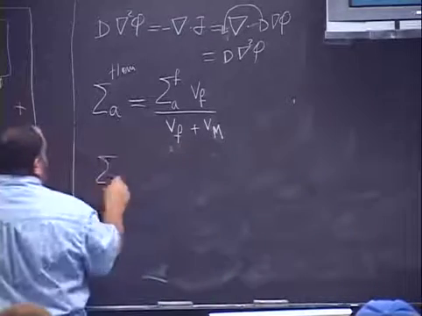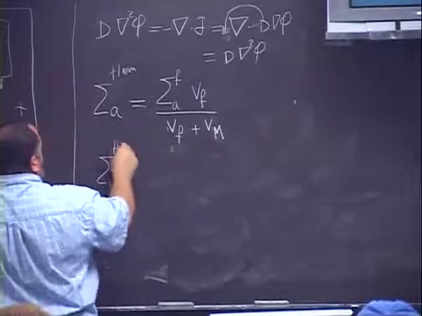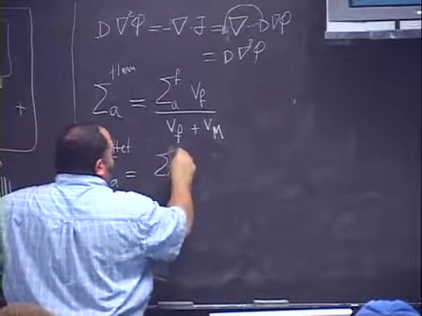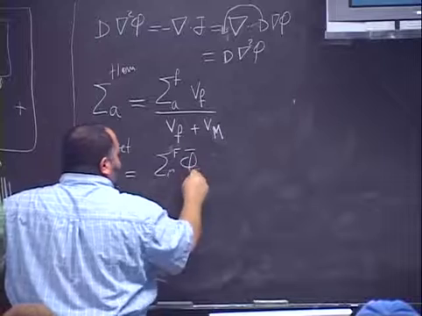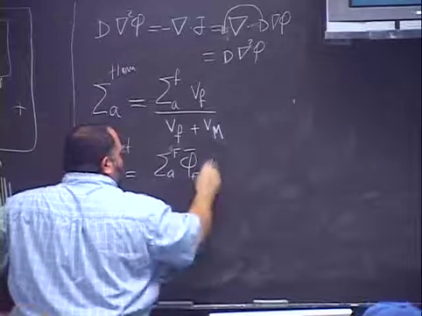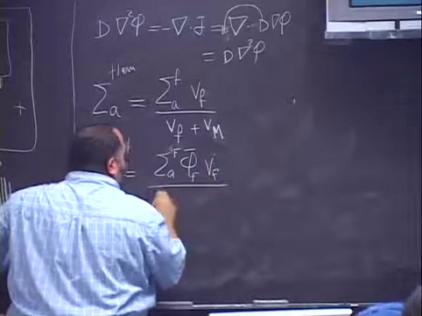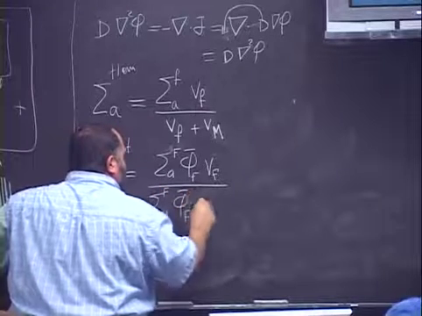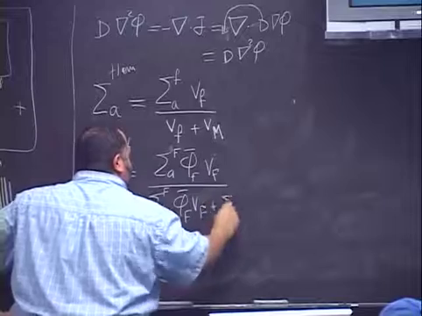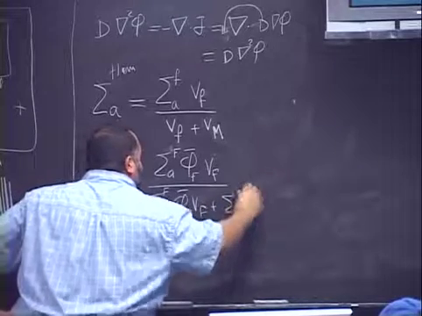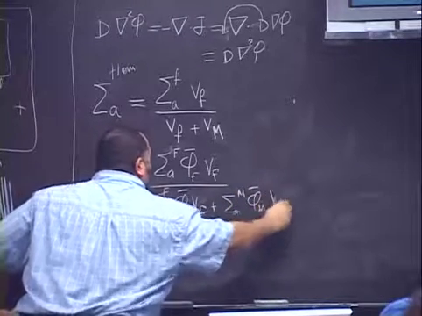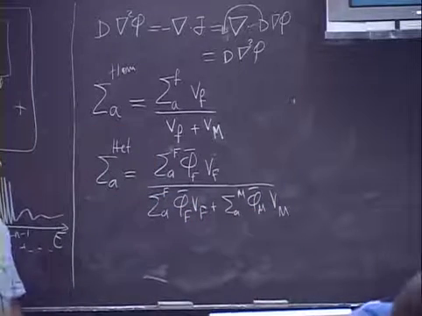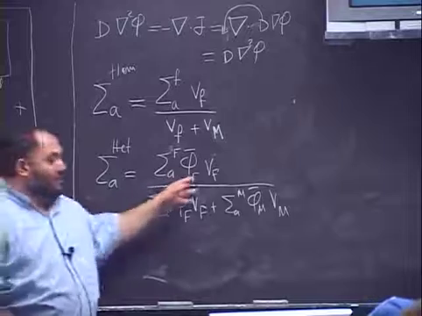So if you want to do it the right way, sigma absorption for the heterogeneous case becomes sigma absorption of the fuel multiplied by the average flux in the fuel multiplied by the volume of the fuel, divided by sigma absorption in the fuel multiplied by the average flux in the fuel and the volume of the fuel, plus sigma absorption in the moderator, phi average in the moderator multiplied by V in the moderator. Yes, guys?